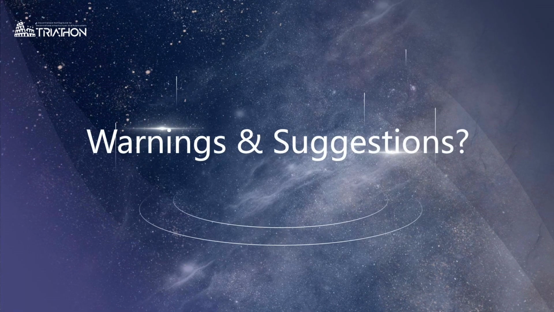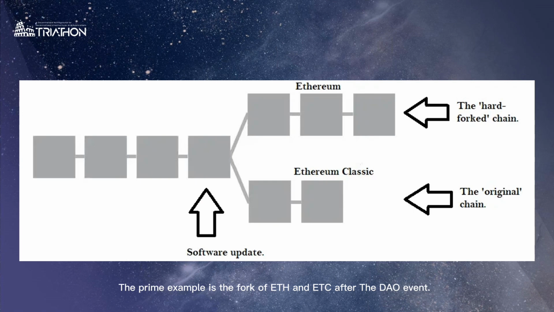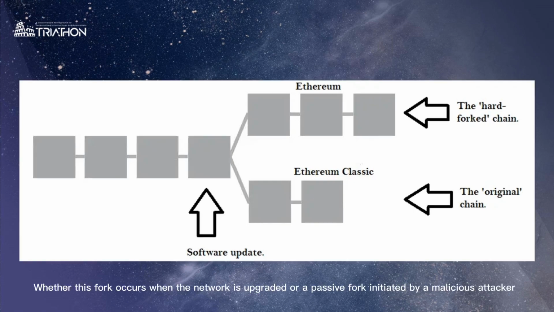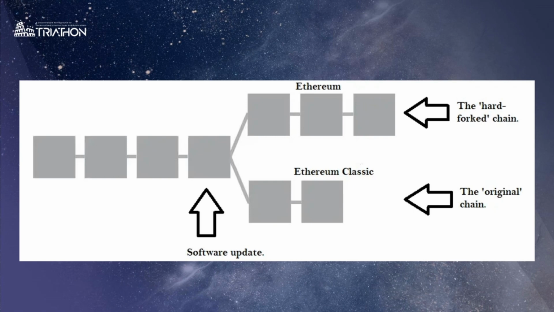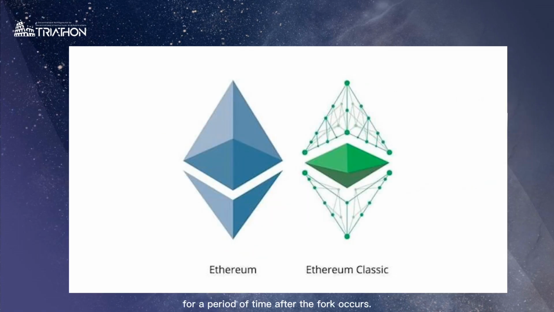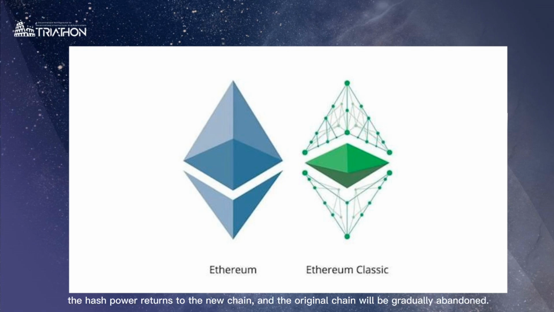Warnings and suggestions. The prime example is the fork of ETH and ETC after the DAO event. Replay attacks in the blockchain refer specifically to attacks that occur in forks. Whether this fork occurs when the network is upgraded or a passive fork initiated by a malicious attacker, the blockchain network is in a dual chain state of original chain plus fork chain for a period of time after the fork occurs.